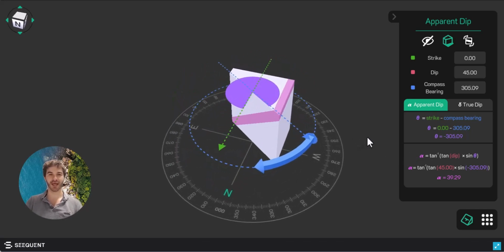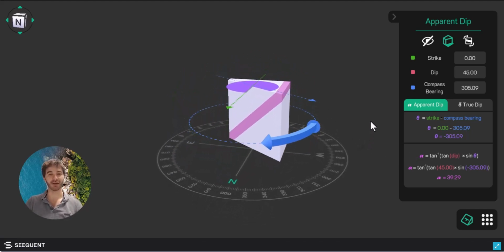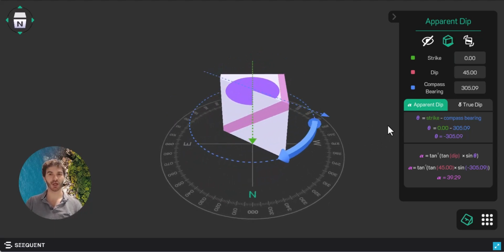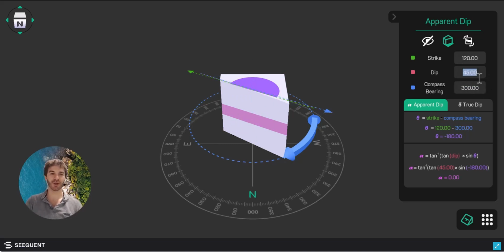For instance, if you need to project an in-field collected measurement to a cross-section, you will need to calculate an apparent dip. Using the angle between the strike of an object, such as the bedding measurement, and the compass bearing or orientation of the plane, which is also the strike of the cross-section, you can calculate the apparent dip value required.